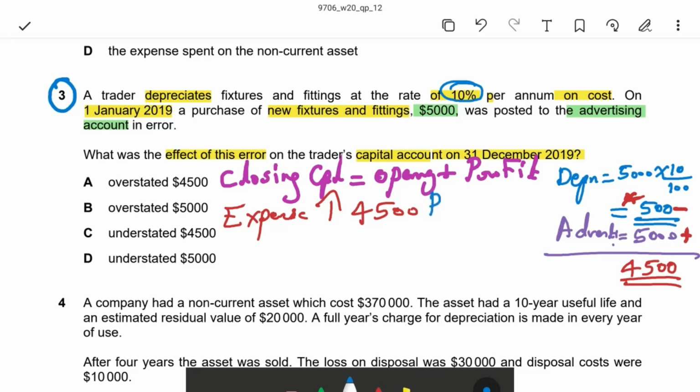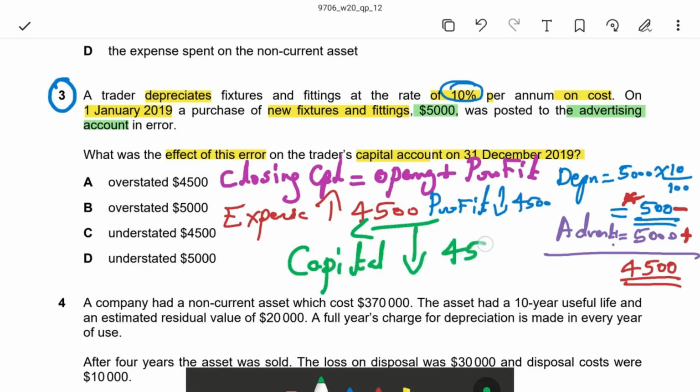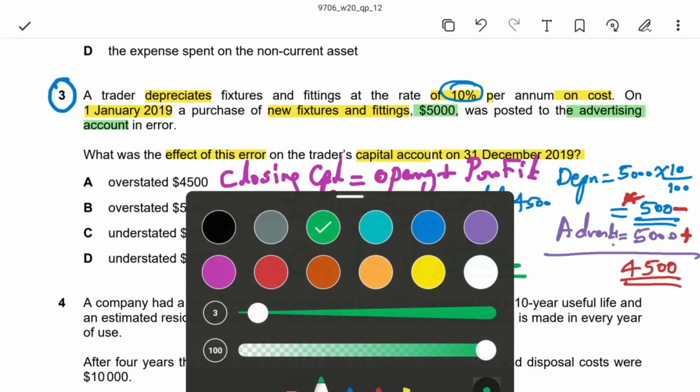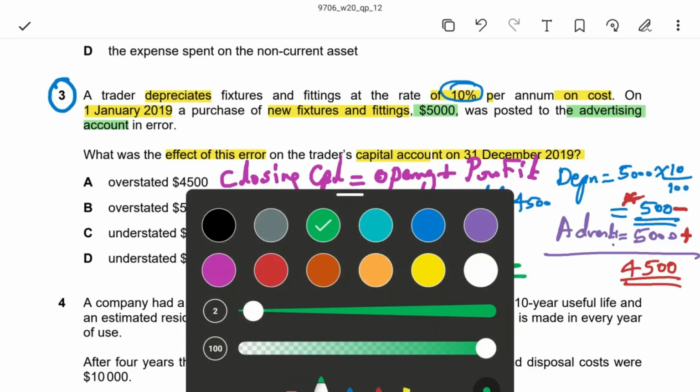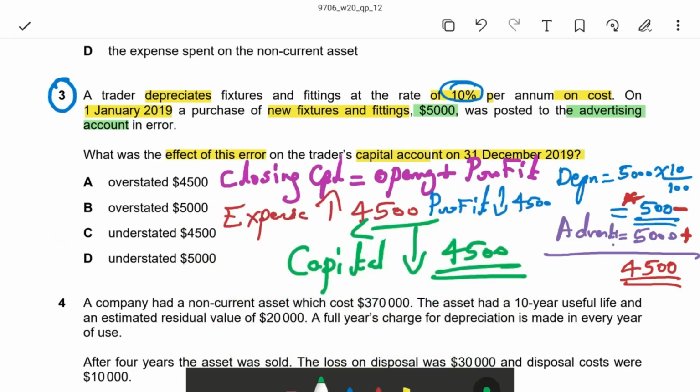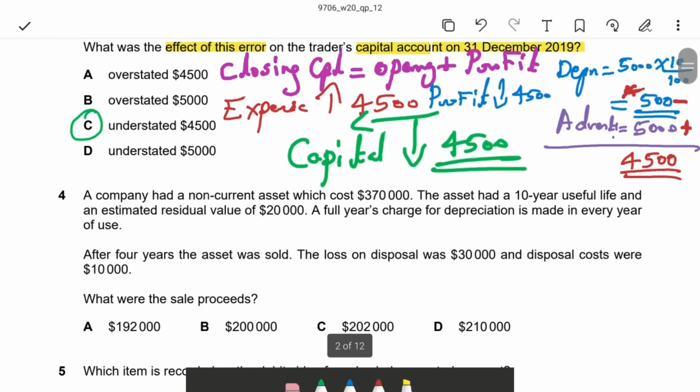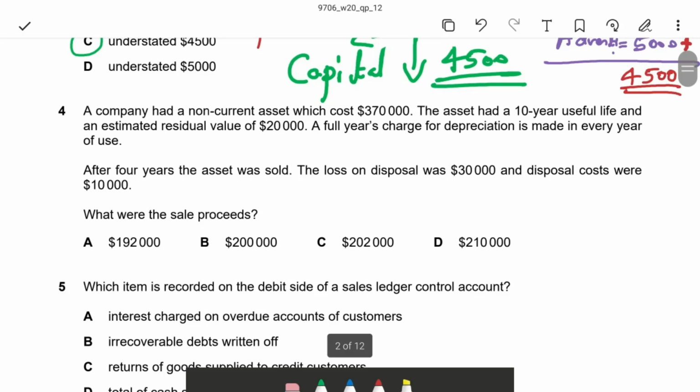So profit is understated by 4,500. When profit is understated, our capital will be understated by 4,500. So what is the correct answer? The correct answer is understated by 4,500. Option C is the correct answer. Next, question number 4.